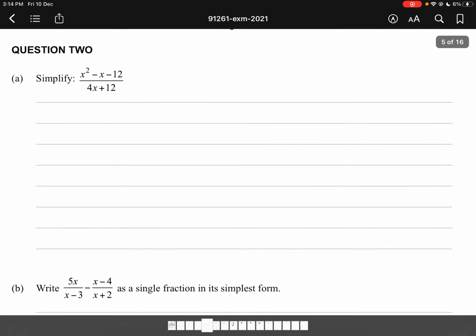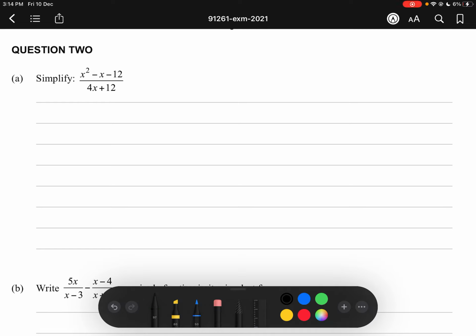Alright, so I have to look at question number 2. Simplify x squared minus x minus 12 over 4x plus 12. Whenever you get a question like this, you obviously know you need to factorize, okay? On the numerator, we're going to have two numbers that multiply to negative 12 and add to negative 1. And we clearly see that that's going to be x minus 4 and x plus 3, all over 4x plus 12.